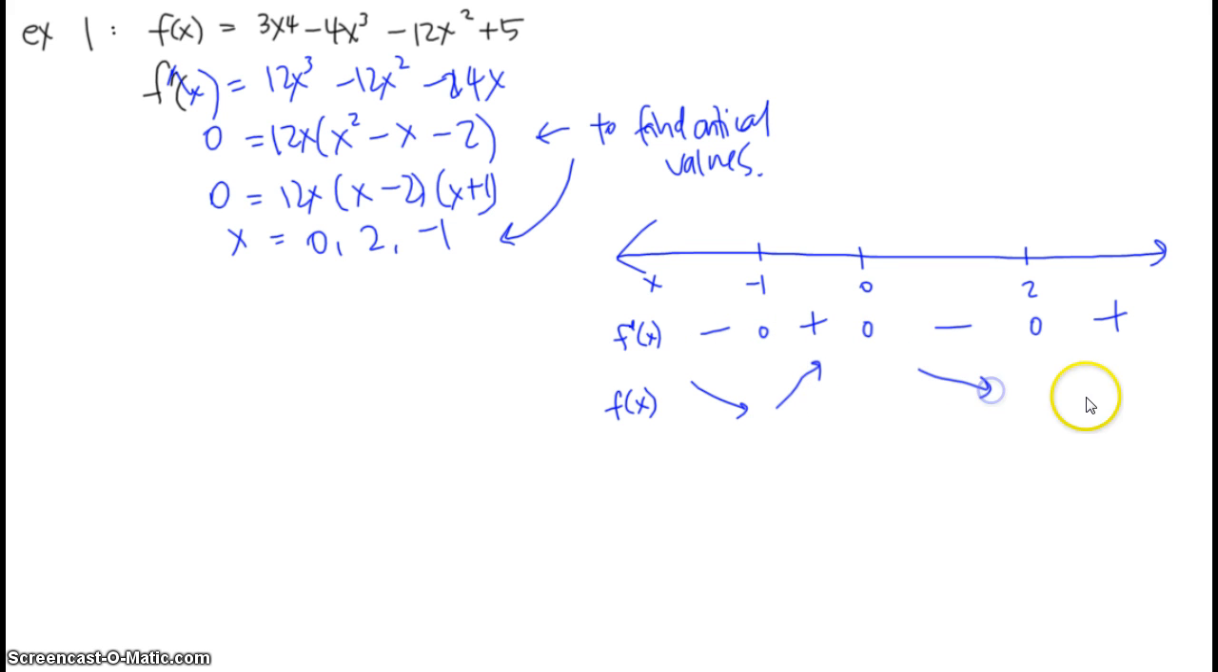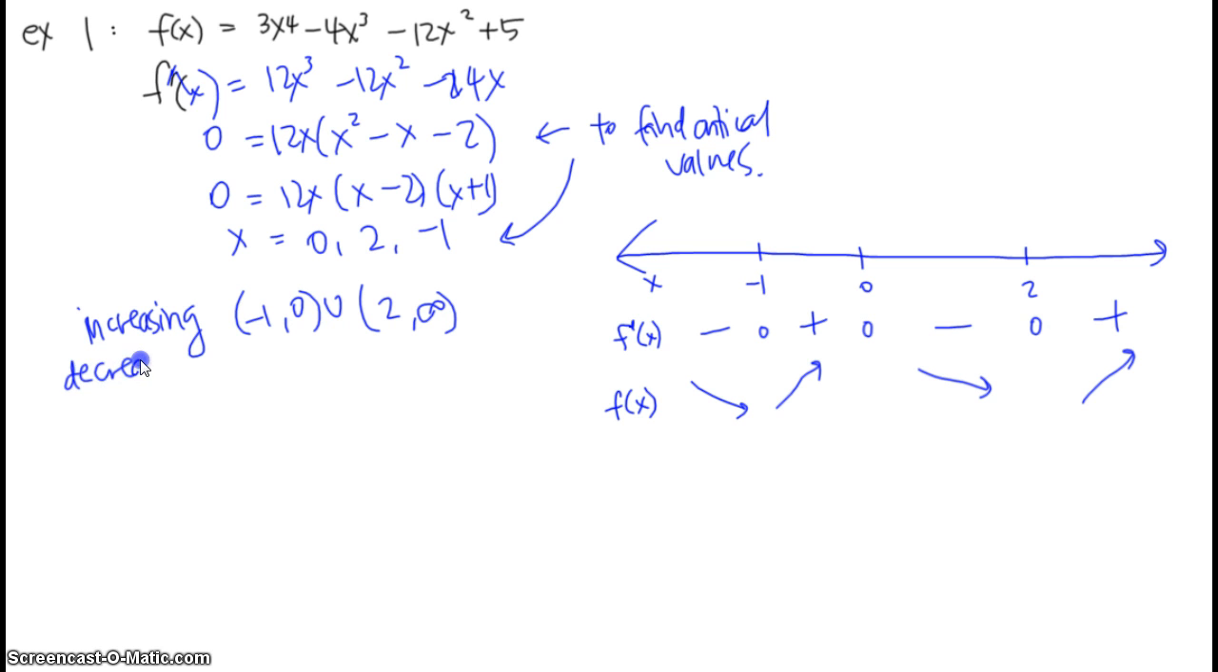Slope is negative here, and slope is positive here, which means f of x is decreasing, increasing, decreasing, increasing here. So the intervals of increase are at x between negative 1 and 0, as well as from 2 out to infinity.